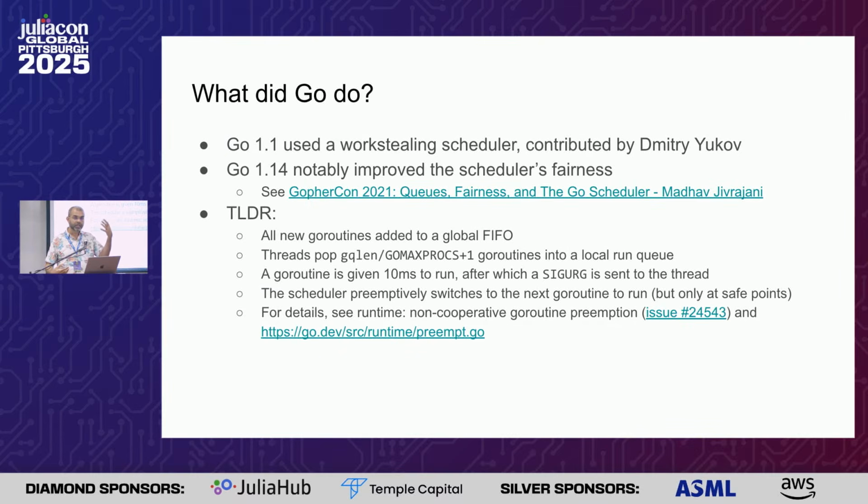And every Go thread pops a chunk of Go routines off that global run queue and puts it into its local deck. But then it round robins through all the tasks in its deck, right? And the way it does that is through signals. There's a sysmon that's watching the Go routines running, and it says, hey, this Go routine has already run for 10 milliseconds. Send that thread a signal, and that SIGURG is sent to the thread, and then the thread has to check if this is a safe point at which to do a Go routine switch.